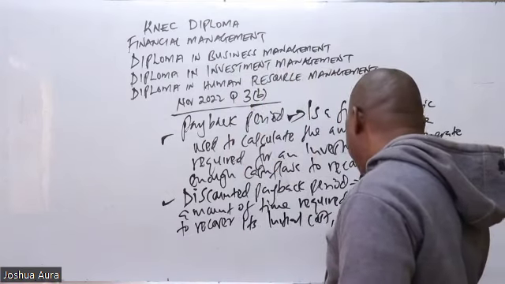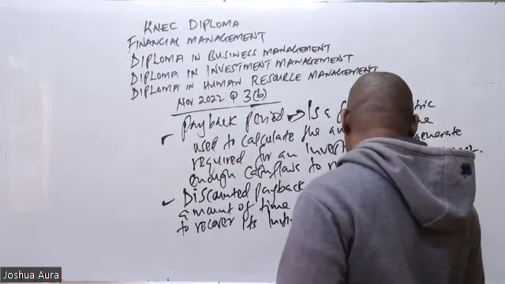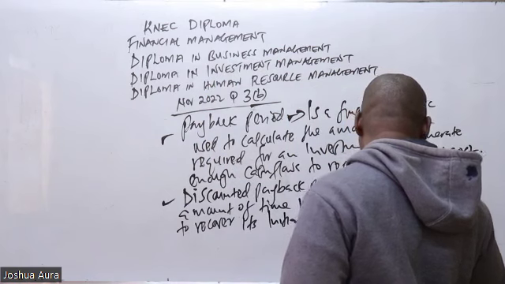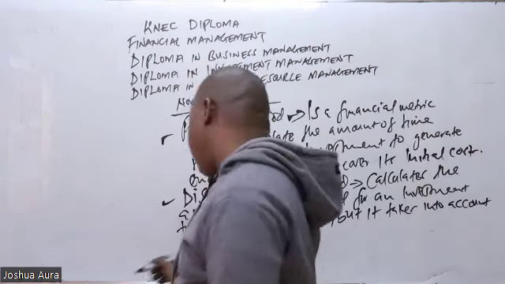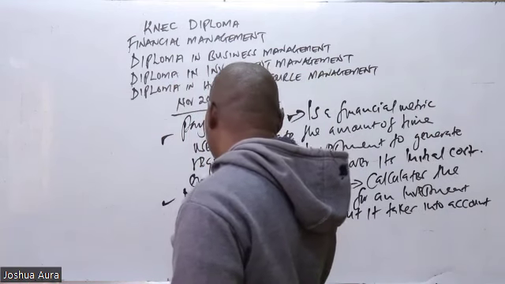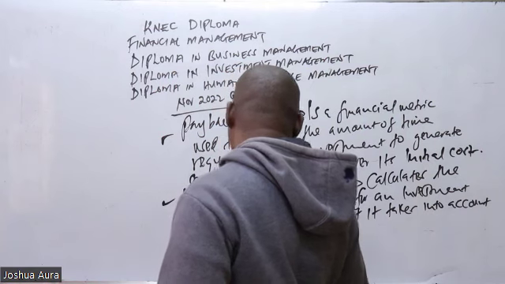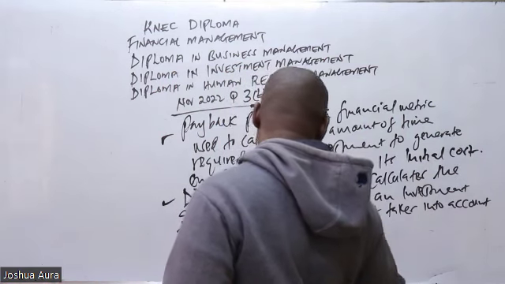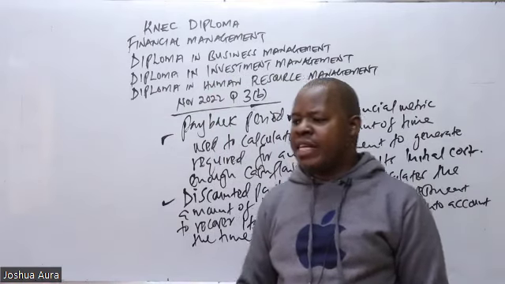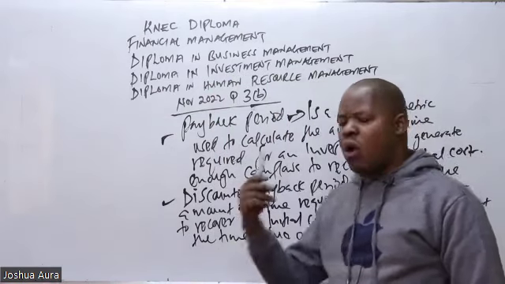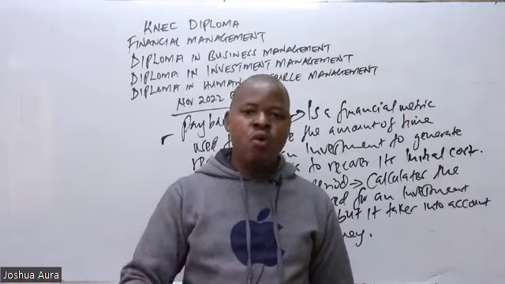But it takes into account the time value of money. That is the only difference between payback period and discounted payback period. Discounted payback period takes into account the time value of money.